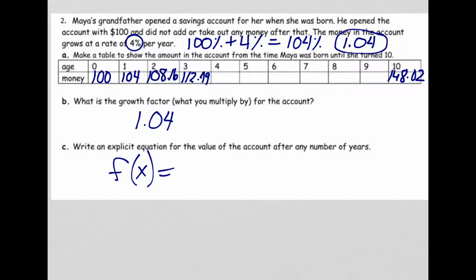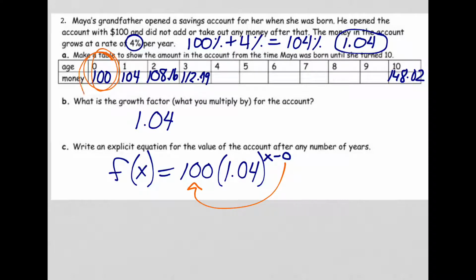F of x equals 100 times 1.04, because our growth factor goes in the parentheses. That's our pattern. And the 100 is our initial value, the amount we started with in the beginning. And since this is an in the beginning amount, then we're going to have, like it says, after any amount of years, I'm just going to say x. But that could have been like x minus 0. And that's telling me, since there's a 0 there, that I was using the 0 term to write that.